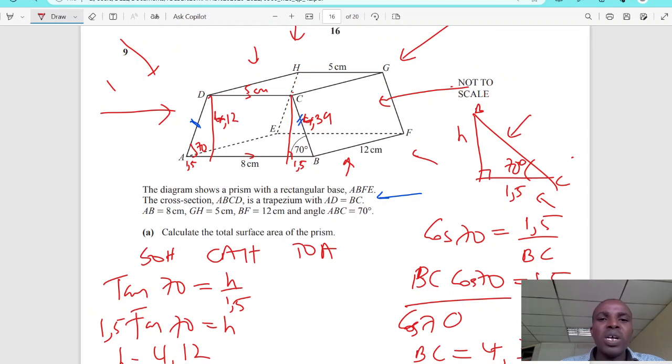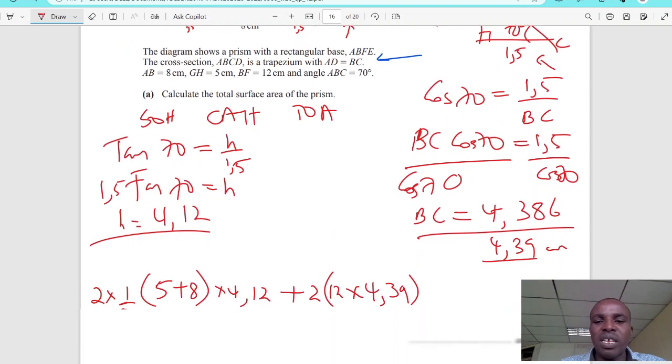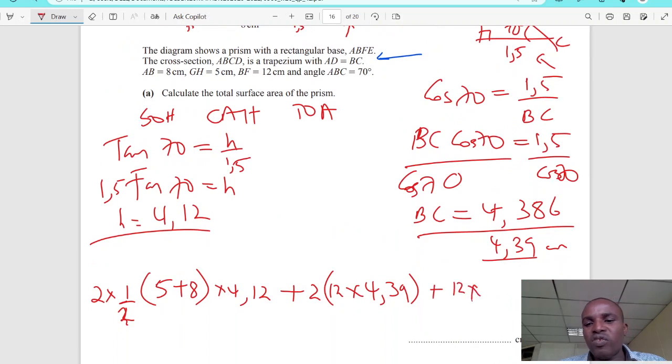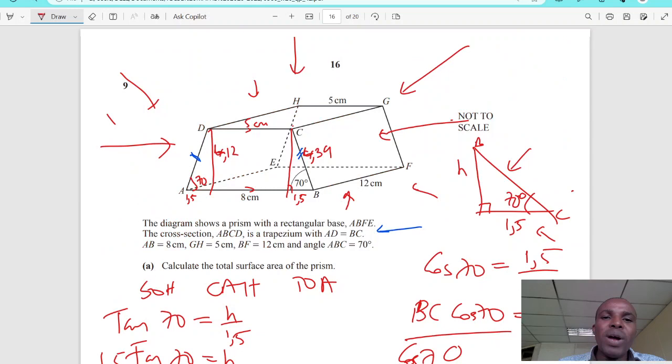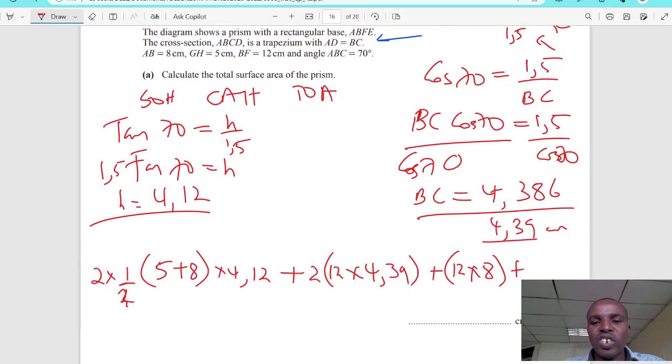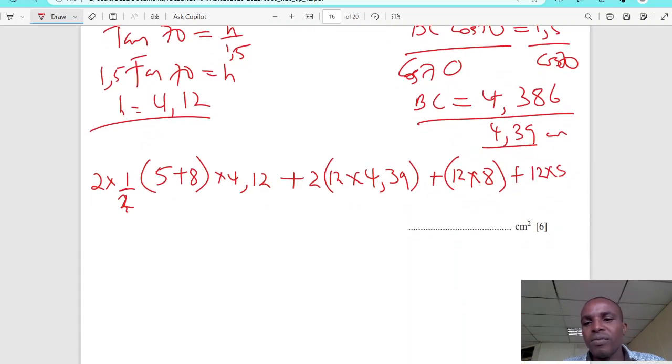So we're done with four items now. Now the base: 12 times 8, that's the rectangle at the base. Plus the top part, which is length times width, 12 times 5. Actually, this 2 cancels out. 5 plus 8 is 13, so 13 times 4.12.